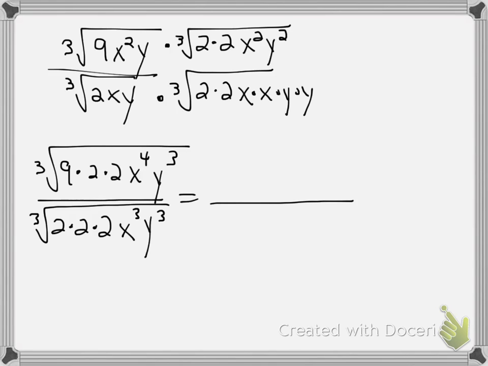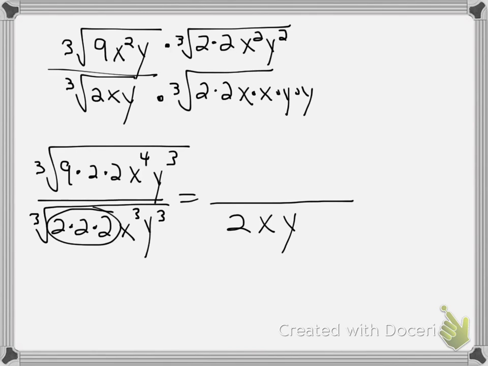The denominator is actually pretty easy. I have 3 2's, so I have a set of 3. I have a set of 3 x's, and I have a set of 3 y's. X cubed means one set of 3. Y cubed means one set of 3. So I have a 2, an x, and a y. So that becomes my denominator.